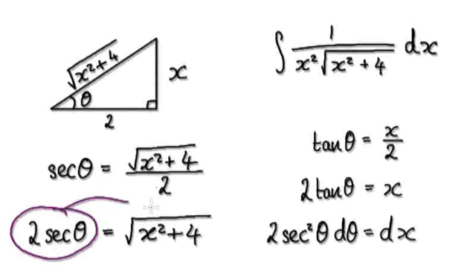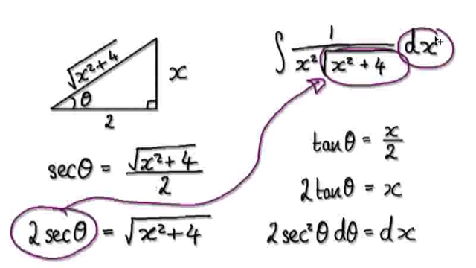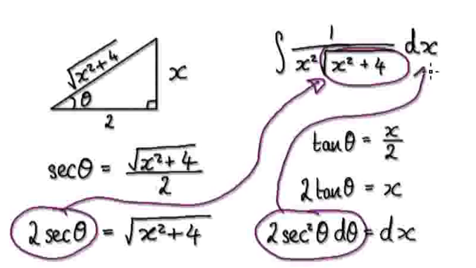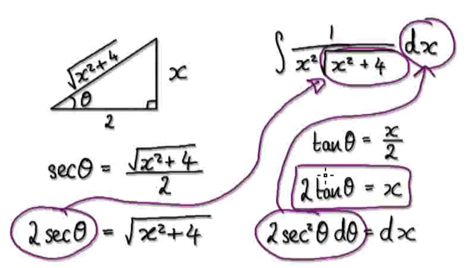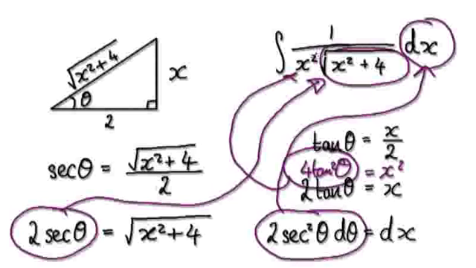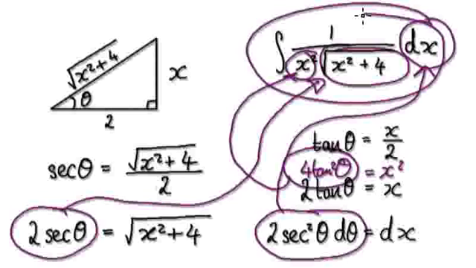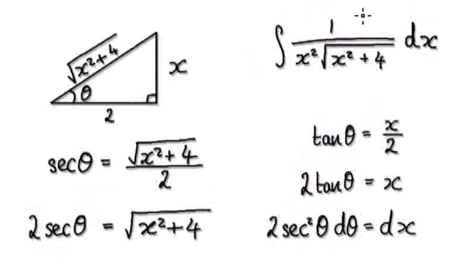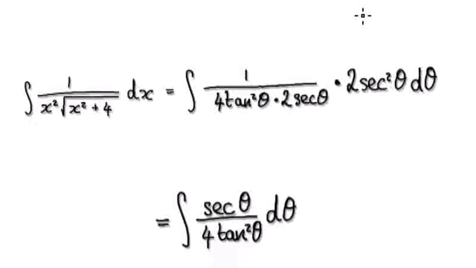We can now put it into this bit here, and then the dx is here. So we can put this into the dx, and then for the x squared here, you've got to look at this. If x equals 2 tan theta, then x squared will equal 4 tan squared theta. So you can put this into here. So this whole thing here will then become this. Now just tidy this up.